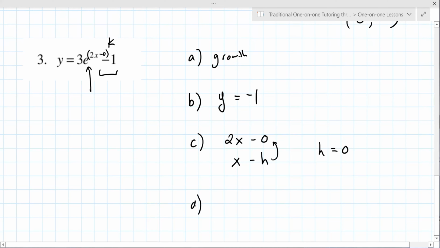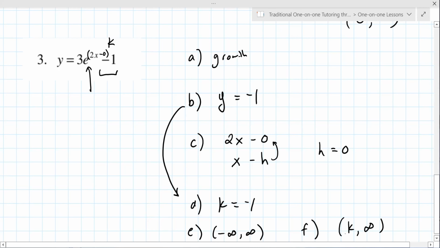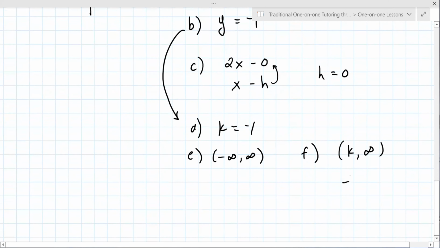D is the value of k that comes from b. K equals -1. The domain is still all real numbers, -infinity to infinity. The range goes from k to infinity. Again, that's a simplification.